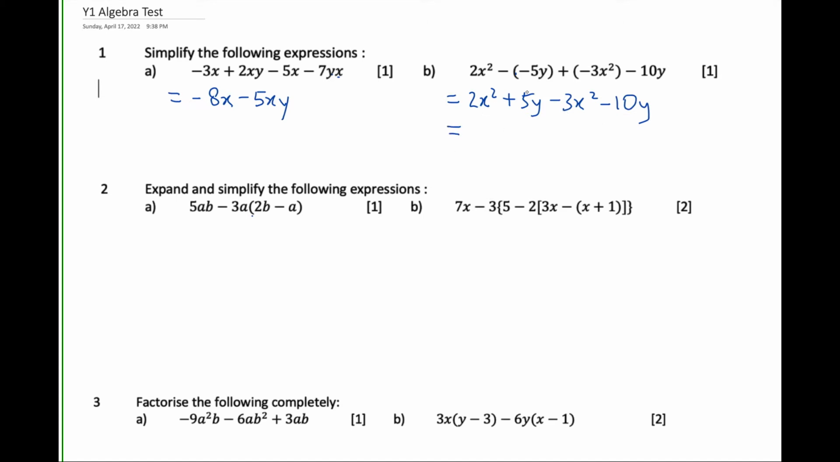Like terms also have the same power, so x squared and x squared, they are like terms. So 2x squared minus 3x squared will give us negative x squared. The bigger term is negative, so the result is negative. 5y minus 10y is negative 5y.